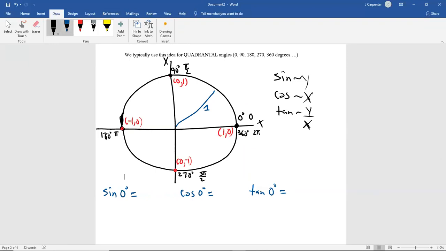So sine of 0 degrees is the y value. It's 0. Cosine of 0 degrees is the x value, which is 1. Tangent is the ratio of y over x. Well, that's 0 over 1. 0 divided by 1 is 0.